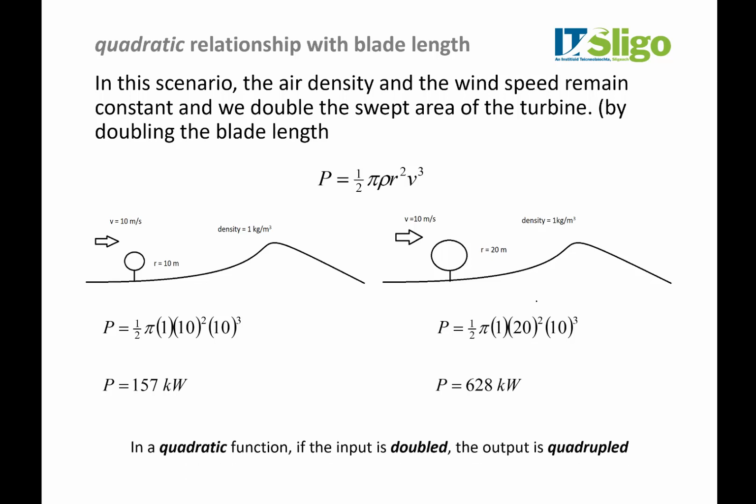In a quadratic function, if the input is doubled, the output is quadrupled. So we doubled the blade length, which was governed by this quadratic relationship here. In the final scenario now, we're going to take a look at what happens if we double the wind speed. Now this is achieved easily enough by simply moving to the top of a hill.